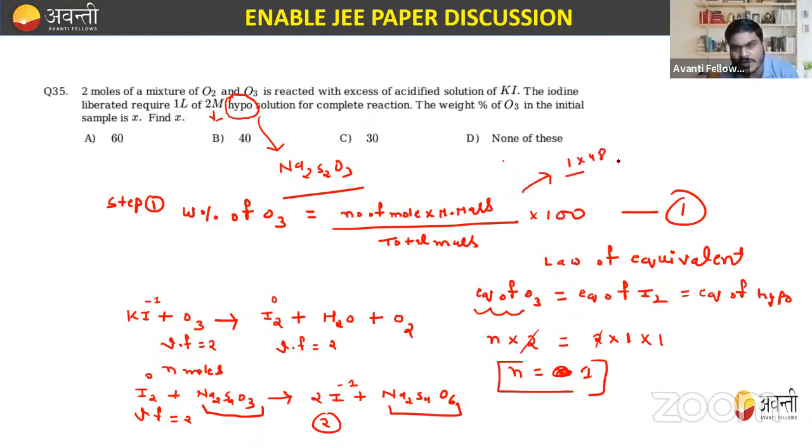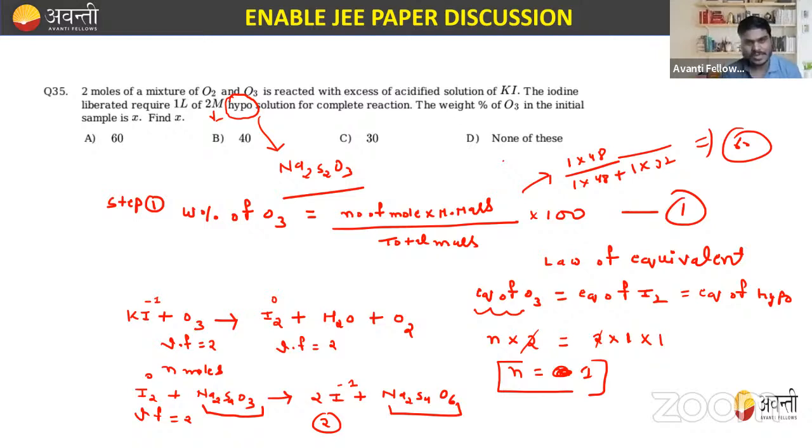Molecular mass is equal to 48 upon 1 plus 1 into 48 plus 1 into 32, right? 1 into 32. That is the total mass. Okay, oxygen plus ozone. So what do we get this beta? By solving this, we can get the answer. That is 60. So 60 is the correct answer for this question. For question number 35, 60 is the correct answer.